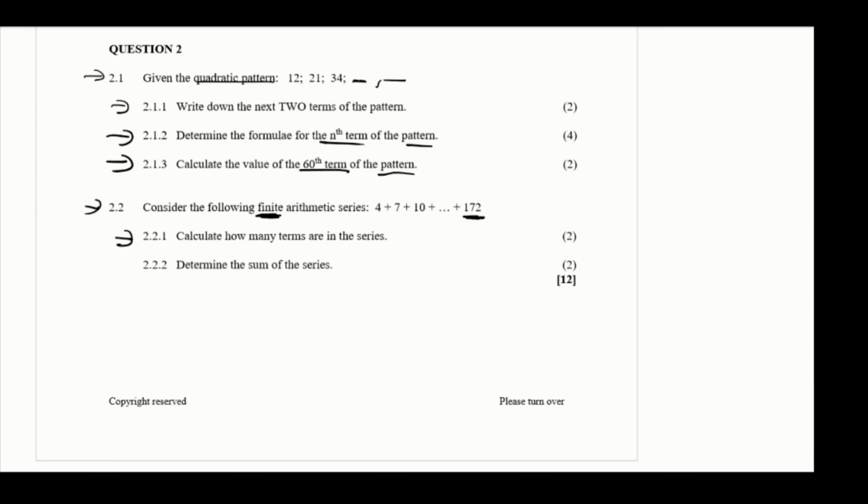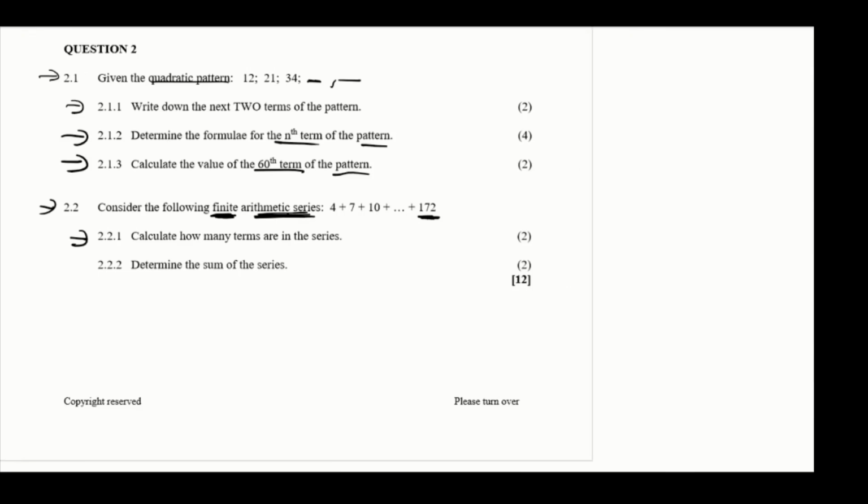We are told that this is an arithmetic series, so we're going to use the general term of an arithmetic sequence. In this sequence, we know the difference is constant since it's an arithmetic sequence. The first term, our a, is equal to 4, and the difference is 7 minus 4, which gives you 3, and 10 minus 7 also gives you 3. So d is equal to 3.